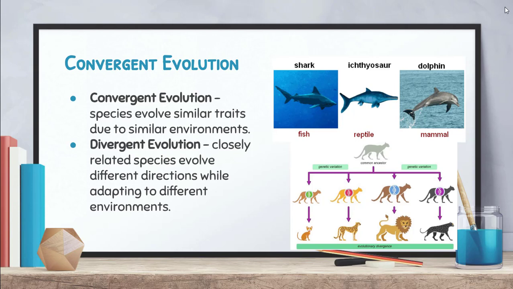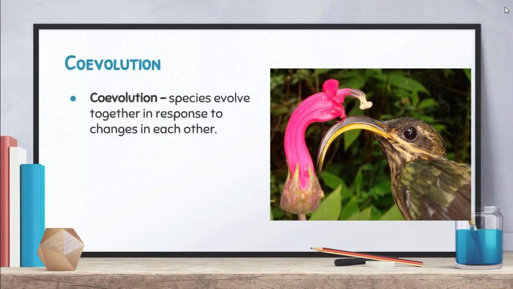So keep in mind the difference between convergent and divergent. Divergent evolution really explains homologous structures, whereas convergent evolution gives a good explanation for analogous structures.